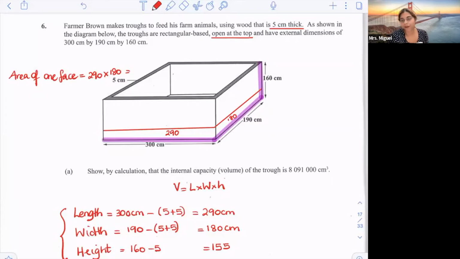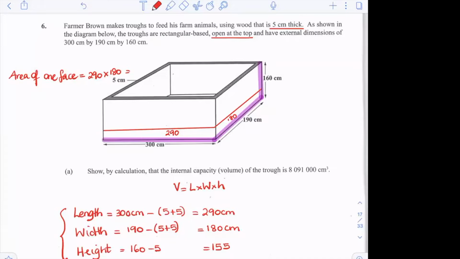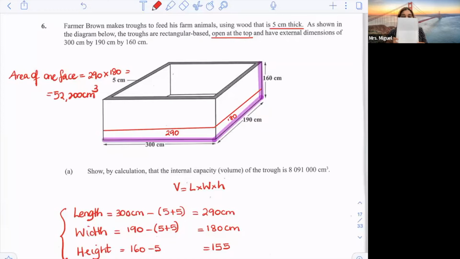$290 by 180. How much is it? 52,200. Now, there's no need for us to multiply that by 2 because the top of Farmer Brown's trough is open. So he only painted in the back here. So let us work out the area of the 2 short sides.